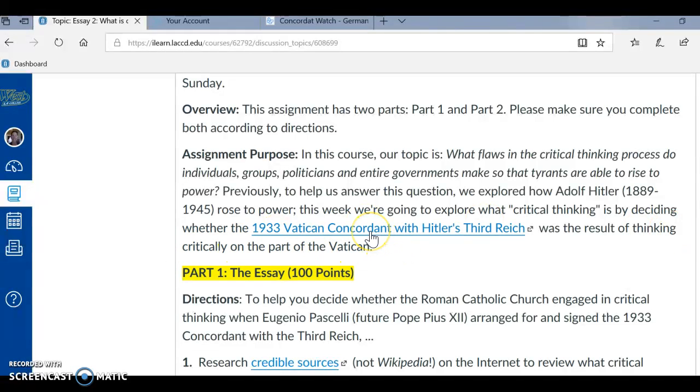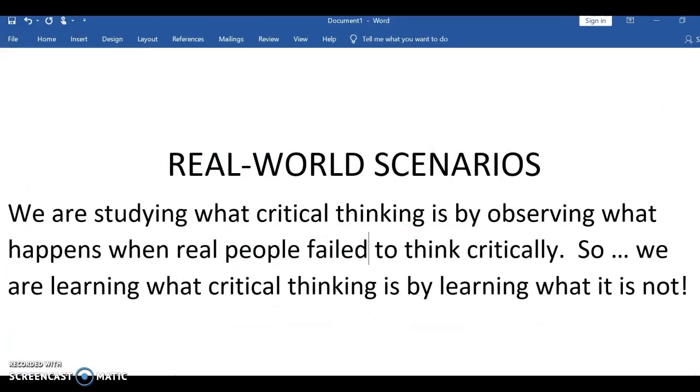Okay, so what the Concordat was is right here, contained in this link. Why are we discussing the 1933 Vatican Concordat? Well, as I've told you previously in this class, we're engaging in real-world scenarios of critical thinking. We are studying what critical thinking is by observing what happens when real people fail to think critically. So we are learning what critical thinking is by learning what it is not. All right?